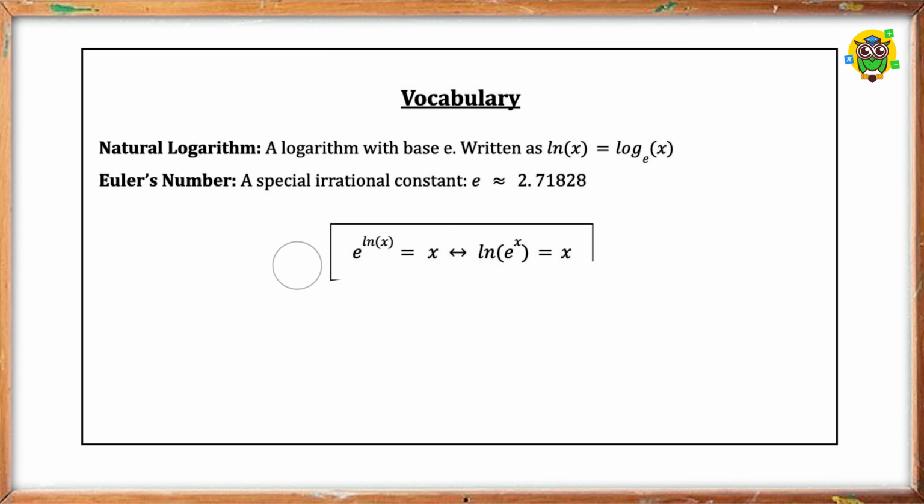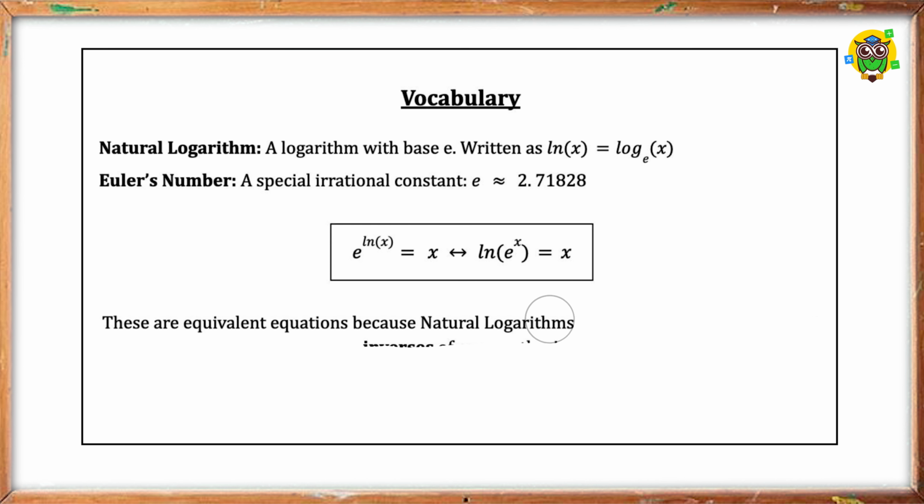Now we have this inverse relationship. e to the power of ln x is equal to x. This is the inverse of ln of e to the power of x is equal to x. These are equivalent equations because natural logarithms and exponential functions are inverses of one another.